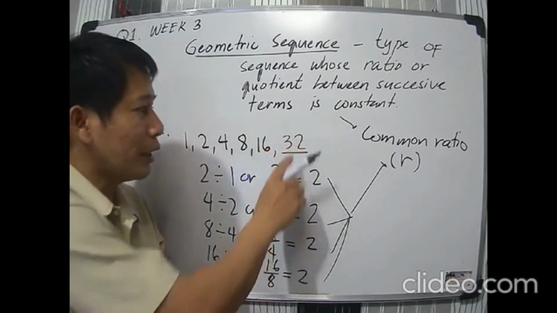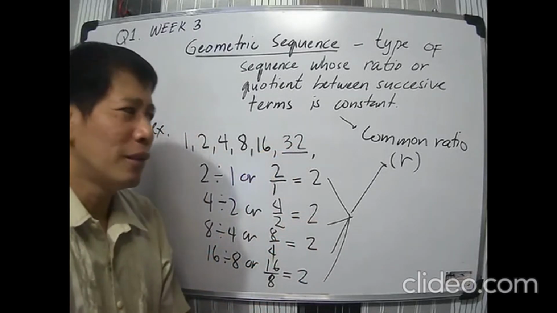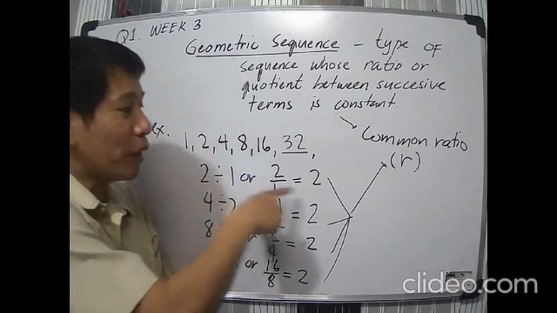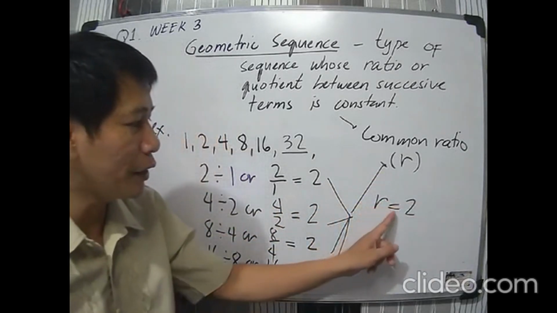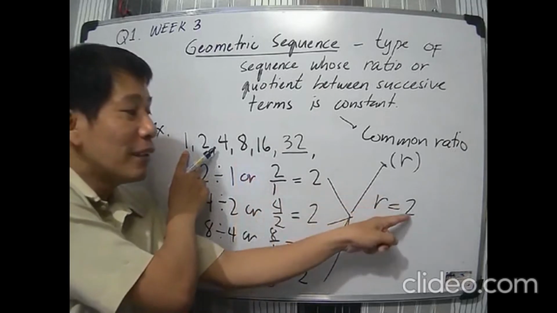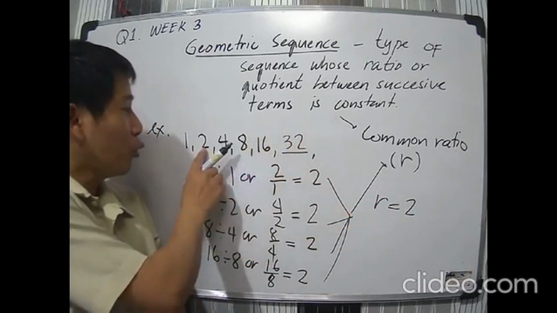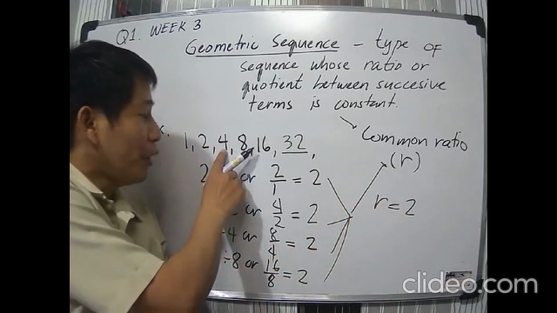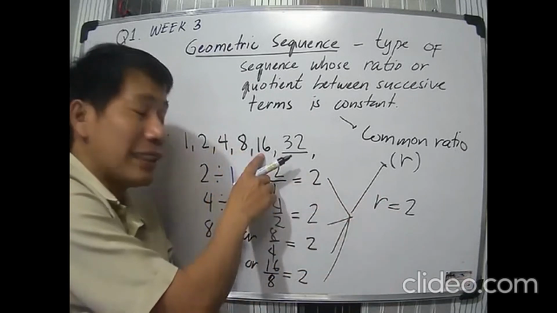Why? Because if we will check it, 32 divided by 16, the answer is also 2. Now, what do you observe? Kung mapapansin nyo, mula sa first term natin, we just multiply it by our common ratio. Our common ratio here is 2, so r is equal to 2. So, from the first term, 1, times natin sa 2, sa common ratio, we will get the second term, 2. And we continue it, 2 times 2 again, we will get 4. And we continue, 4 times 2, the common ratio, we will get 8. 8 times 2, we will get 16.